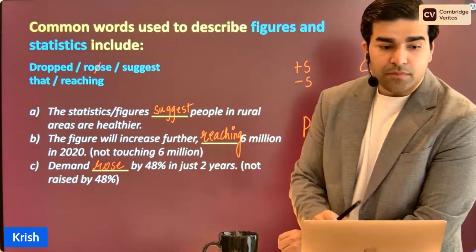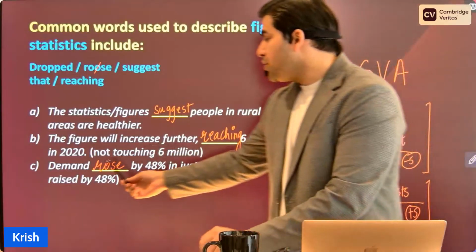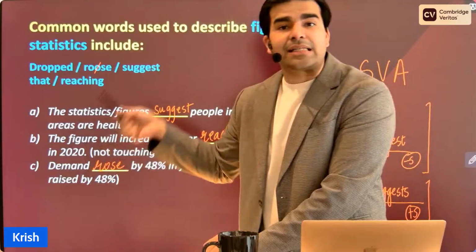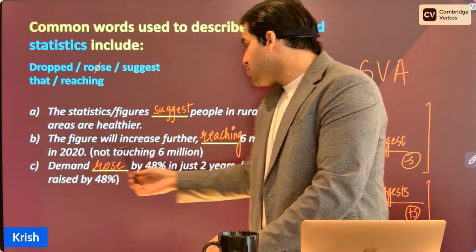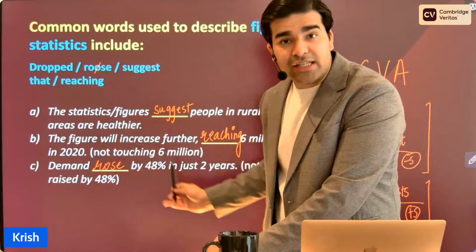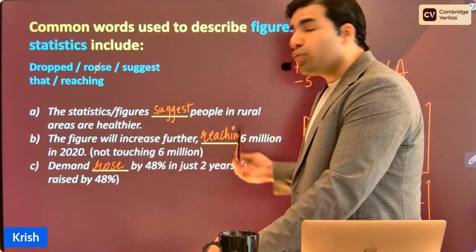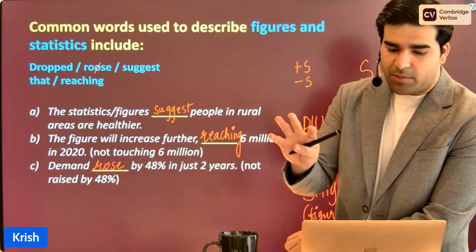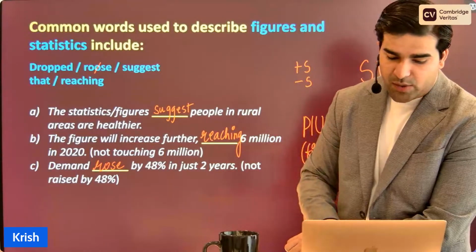Supremely important. One more time. Remember, do not say demand raised. It is demand rose. And do not say touching 6 million. It is reaching 6 million. Very important. The choice of words, that's what it's all about. The right choice of words.